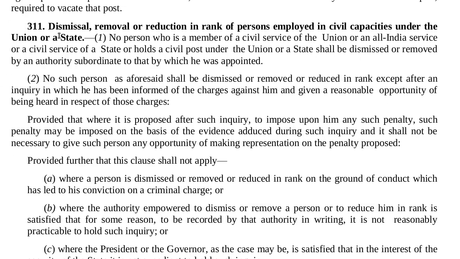Article 311. Dismissal, removal or reduction in rank of persons employed in civil capacities under the Union or a State. 1. No person who is a member of a civil service of the Union or an All India Service or a civil service of a State or holds a civil post under the Union or a State shall be dismissed or removed by an authority subordinate to that by which he was appointed.